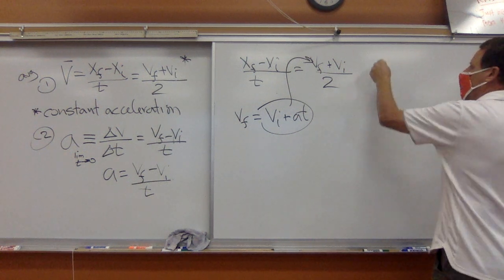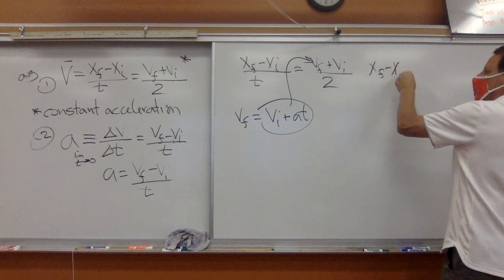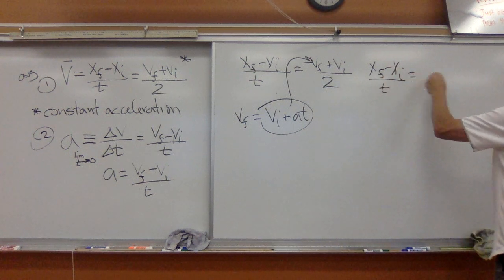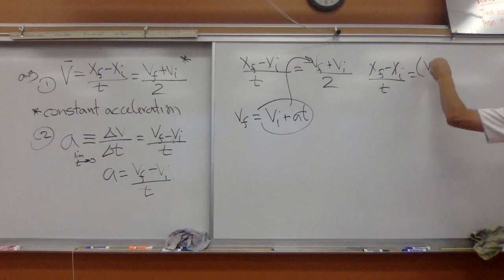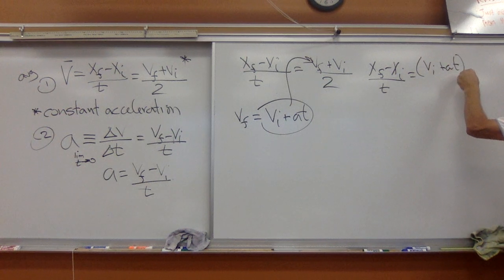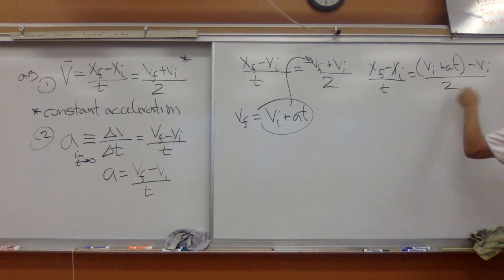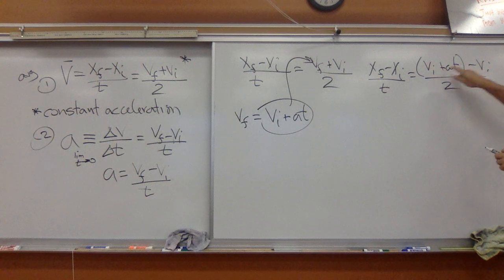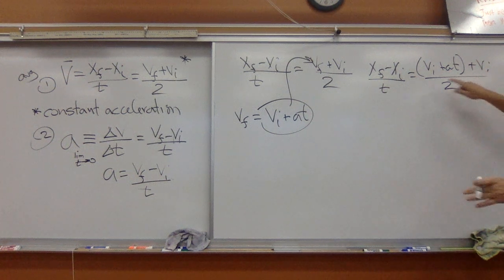Now from this we're going to get x final minus x initial over t is equal to v final, which is v initial plus at, plus v initial, all over 2. So this is v final plus v initial over 2.